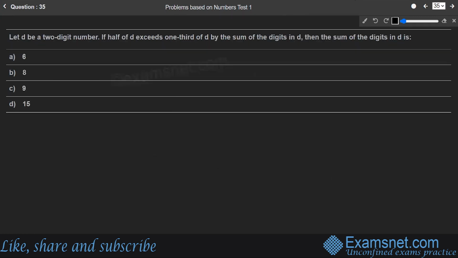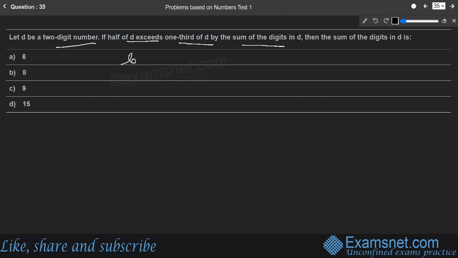Now let D be a two-digit number. If half of D exceeds one third of D by the sum of the digits in D, clearly we are supposed to make the number. We can solve this by assuming the unit digit and the 10's digit, and then we can make the number using x and y only. Then we can relate the condition given to us, generate an equation, and solve for the number itself.